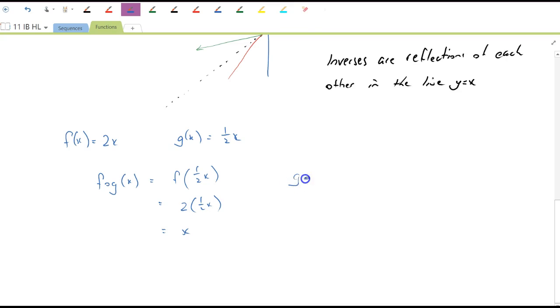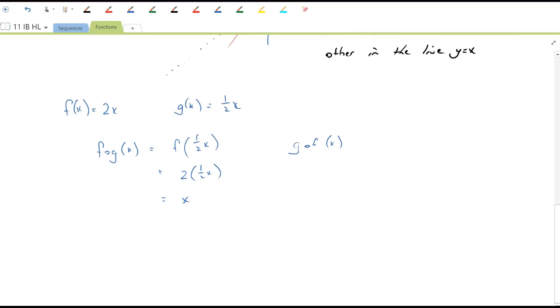Let's just check what happens when we take the composite of g of f. I get g of f of x, so g of 2x, which equals, a half times 2x, which equals x. So I end up with the identity function.